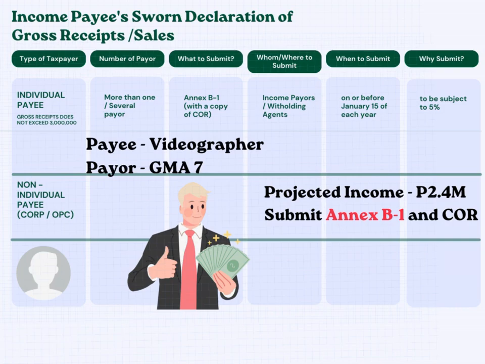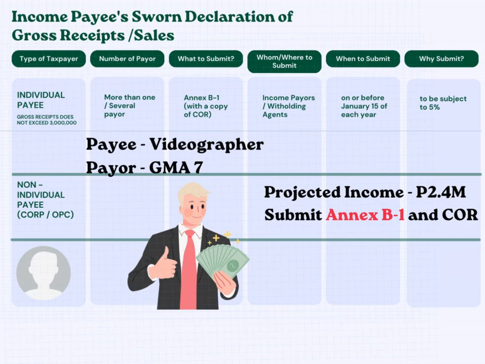For example, a videographer of GMA is projected to have an income of 200,000 a month or 2.4 million a year. He needs to fill out Annex B1, have it notarized, and attach a documentary stamp worth 30 pesos. Per BIR, he needs to submit it together with the COR before January 15 to GMA or the payer. But per GMA Finance Department, they want their talents to submit the form by the end of December.